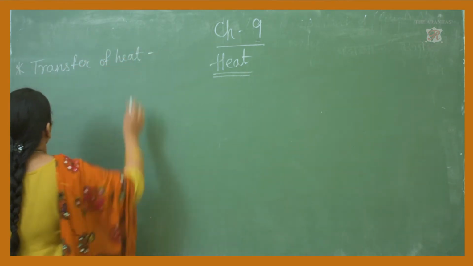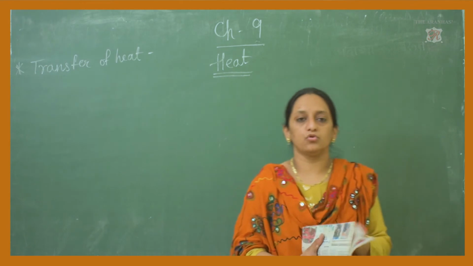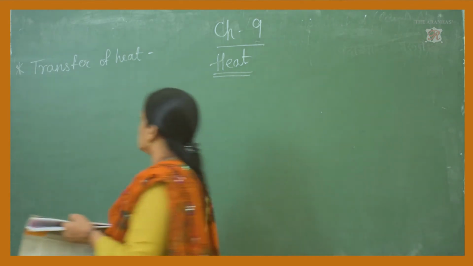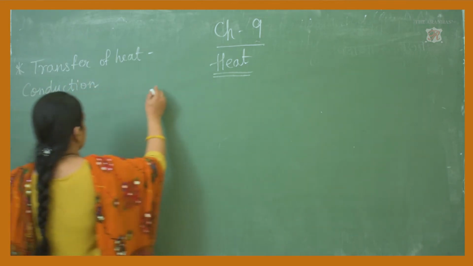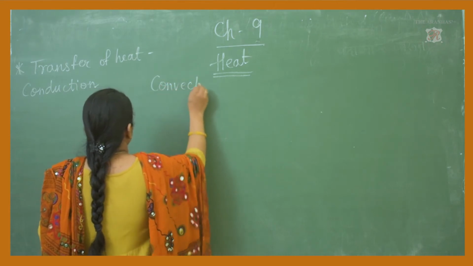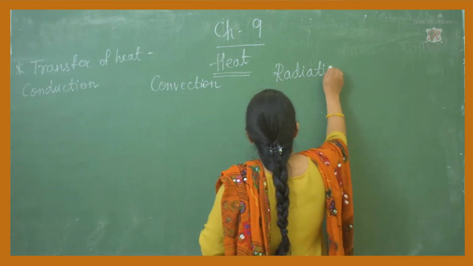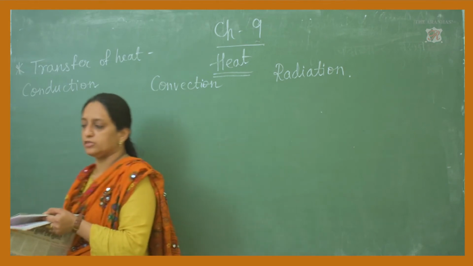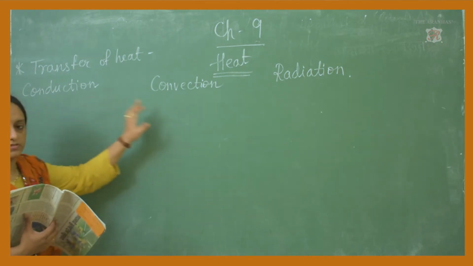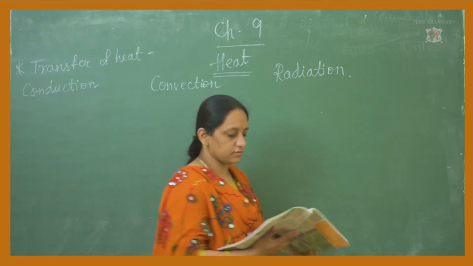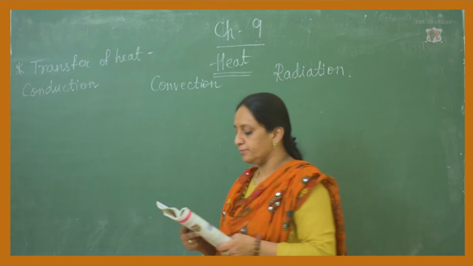Transfer, flow of heat. Now in this lesson, for you in 7th standard, they have given 3 modes of heat transfer. The 3 modes of heat transfer you have to study. Conduction is the first mode, convection is the second mode of transfer of heat, radiation is the third mode of transfer of heat which you are going to study in this lesson. Heat is transferred from one object to another by conduction, by convection and by radiation. Now for explaining the conduction process, they have given you an activity on page number 59.